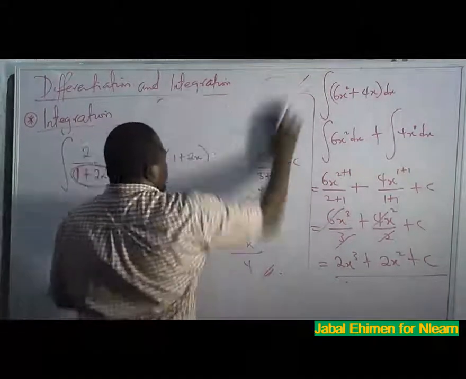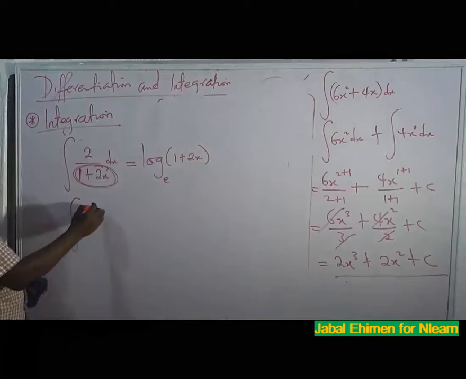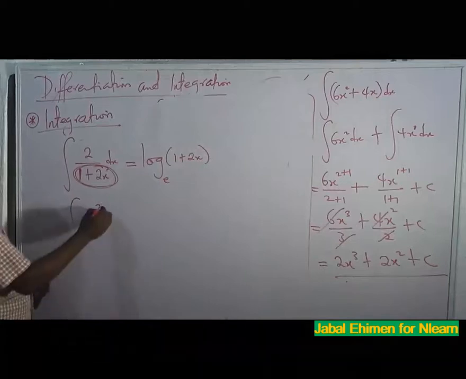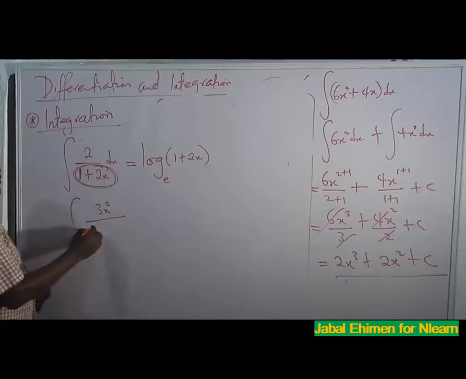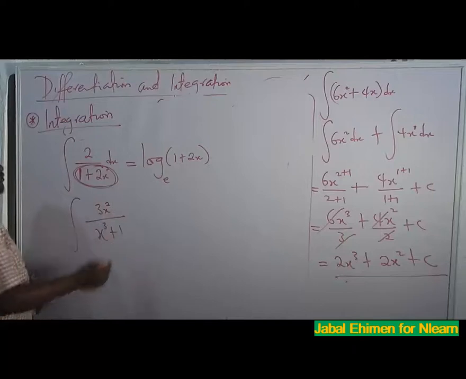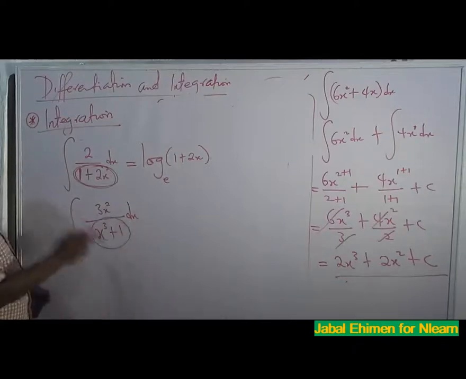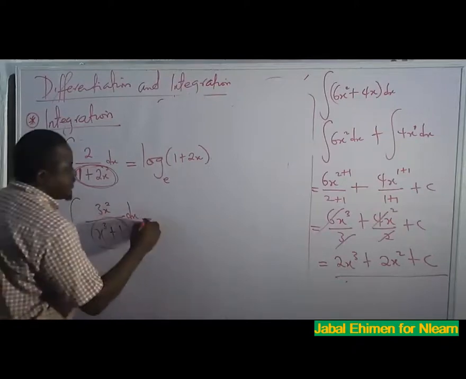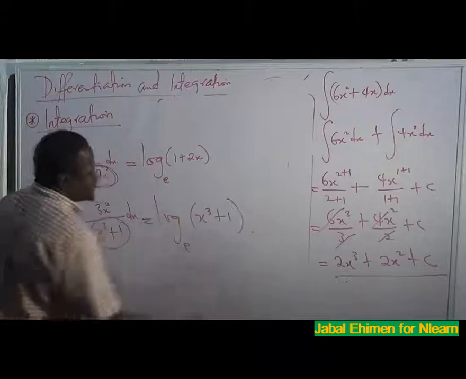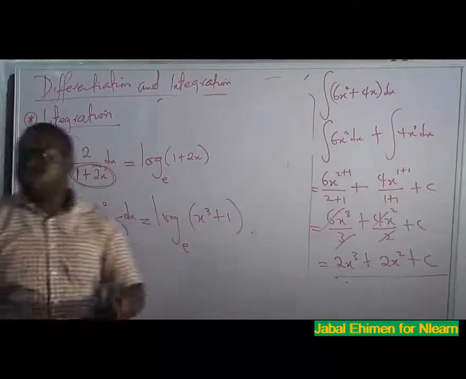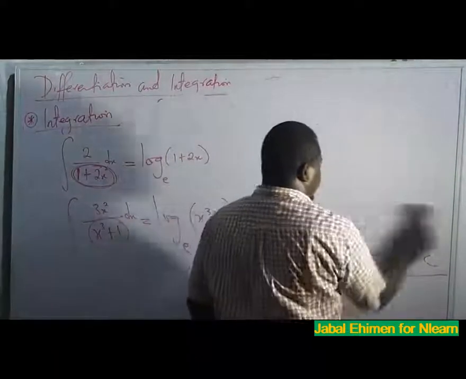Now, what about a situation where I'm given something like 3x squared divided by x cubed plus 1 dx? If you differentiate this denominator, it gives you 3x squared. So the direct answer becomes log e of the denominator, x cubed plus 1. So those are the basic rules of integration, and from there we can access other questions for integration.